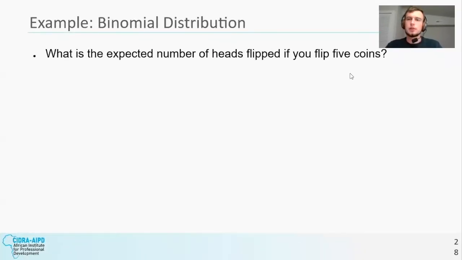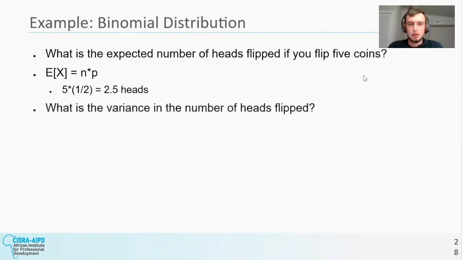So now we're going to go over an example for the binomial distribution. We've been talking a lot about this 5 coin flipping example. Let's say we have a fair coin. What's the expected number of heads that we would flip if we flip 5 coins? We know our expected value formula is our number of trials times the probability of success. Here that would be 5 times a half, because for each of the 5 coins there's a half chance of it being a success, which we're defining as heads. So 2.5 heads.